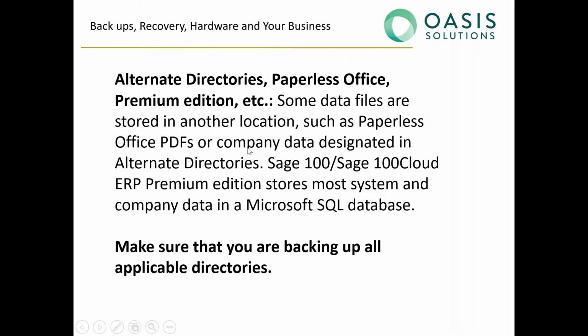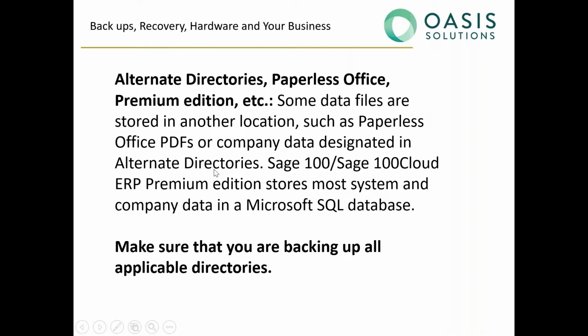Also, company data can be designated to be stored in alternate directories. So you may have your Sage 100 installed on the D drive on the server, but your data files are actually on the G drive. So we're going to look and see how to determine that.